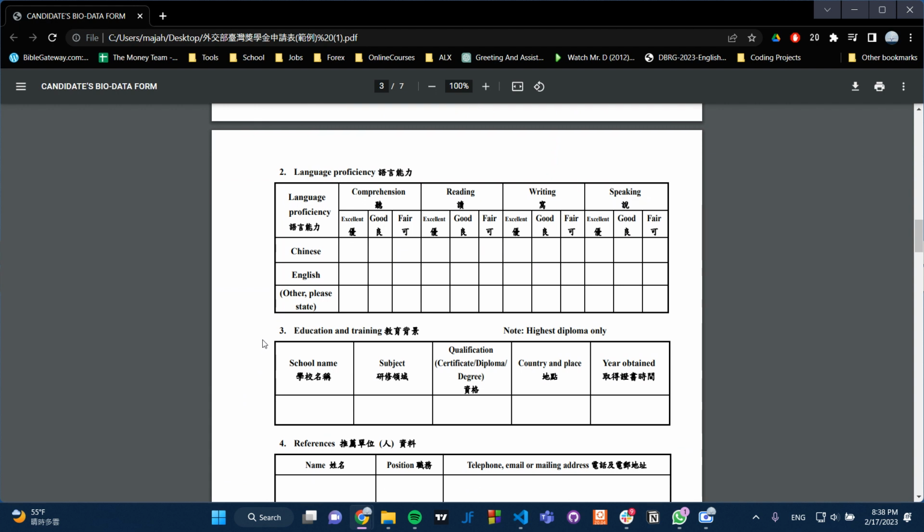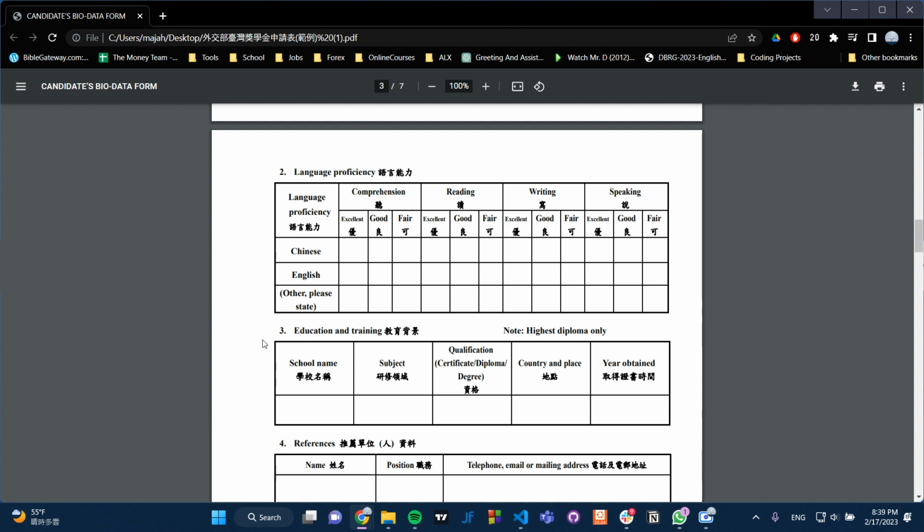Now, part two, which is language proficiency. A lot of people have been getting confused in this part, but I don't know why. See, here we have Chinese and English. A majority of people who are coming to study in Taiwan are not good with Chinese, or they don't even know Chinese, which is the truth. But the language that we all know is English. So you just ignore the Chinese part, because they have excellent, good, fair. They don't have 'I don't know'. So you can just ignore it because it doesn't apply to you.